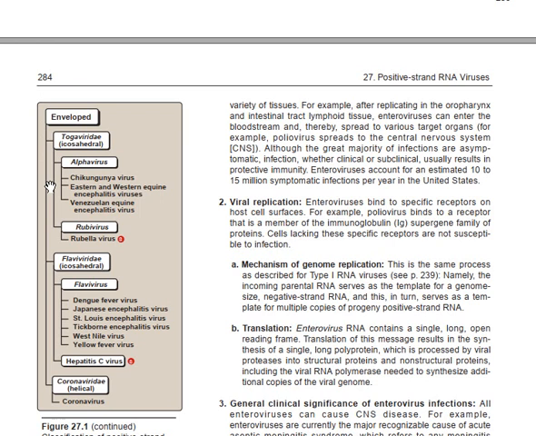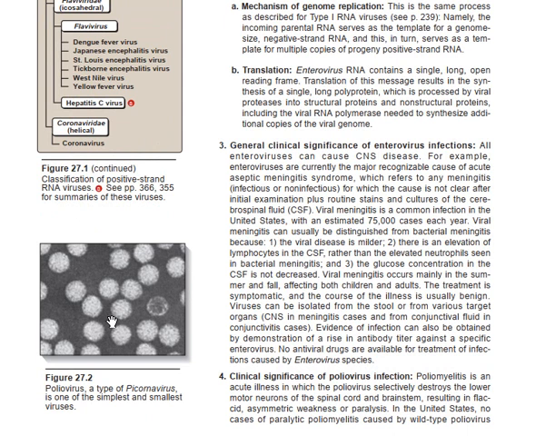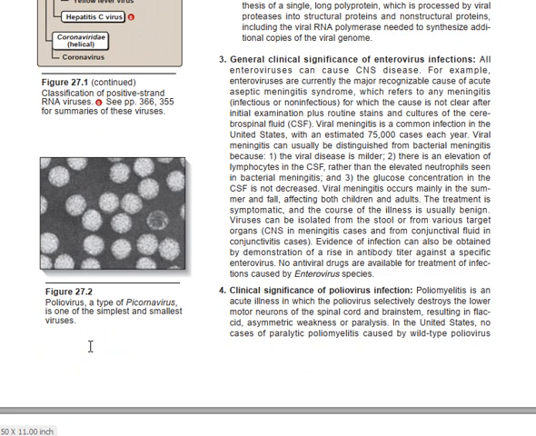Now the enveloped viruses also include the Flaviviridae, which is icosahedral. Inside the Flaviviridae, we have the Flavivirus, which is made up of dengue fever, Japanese encephalitis, St. Louis encephalitis, tick-borne encephalitis, West Nile, and yellow fever viruses. The hepatitis C virus is also inside the Flaviviridae. The next one is the coronavirus, which is helical. Among the enveloped viruses, we have the Coronaviridae, which includes the coronavirus.